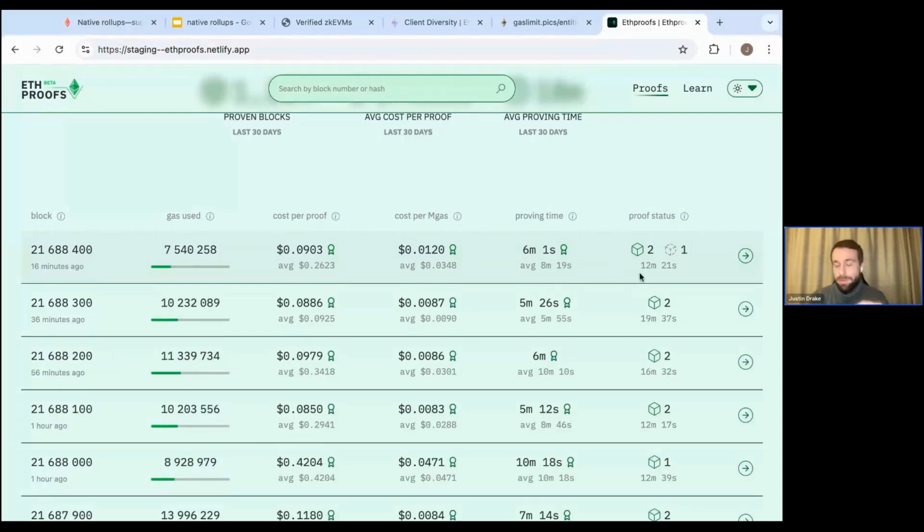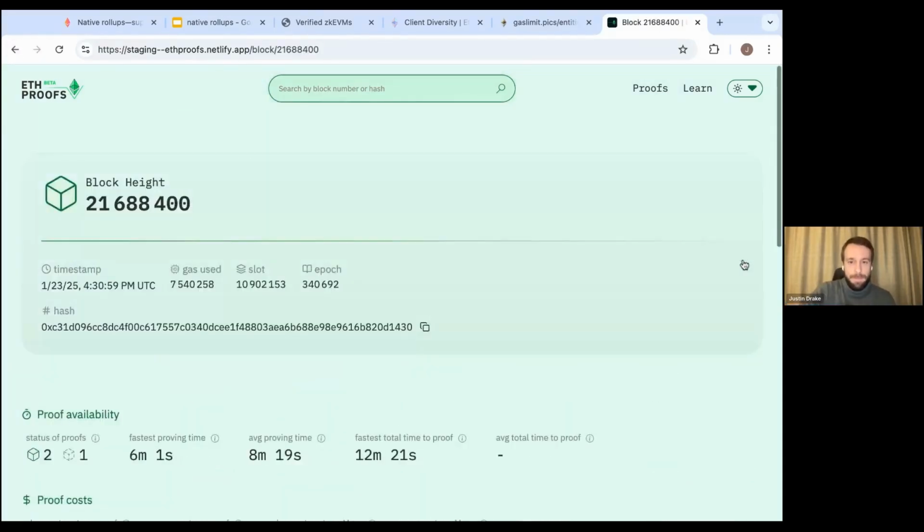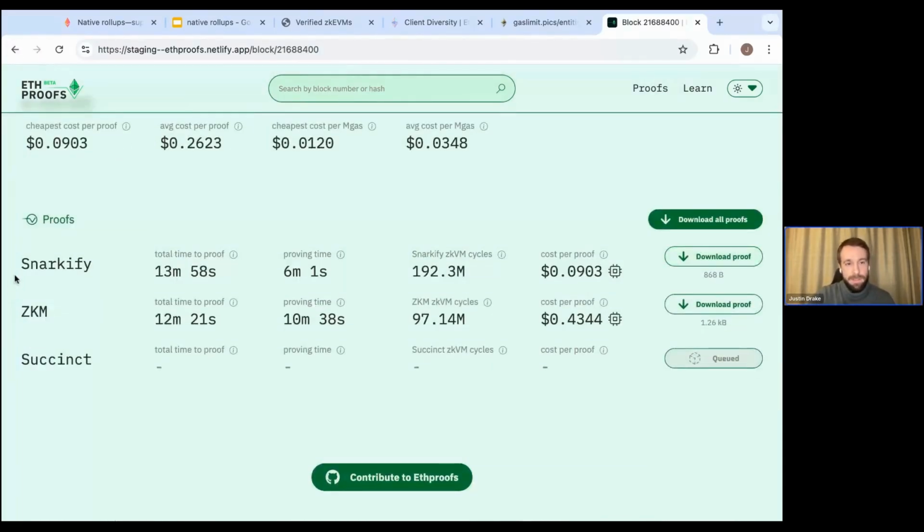So there are 3 different provers right now: SP1, ZKEVM, and SNARKify. Let's have a look, for example, at this block here. Actually, let's go with this one. Here you can see SNARKify, ZKEVM, and Succinct, and we're still waiting on Succinct. SNARKify took 13 minutes for the proof to arrive, ZKEVM 12 minutes. And this is the cost of the proof. You can go download the proof.